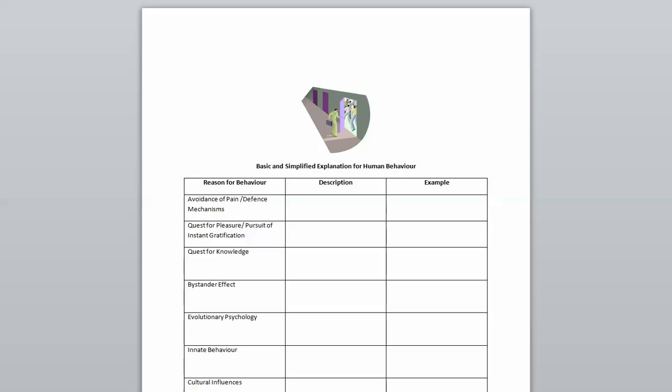Okay. Second one is the quest for pleasure and the pursuit of instant gratification. Again, that comes from our limbic system.